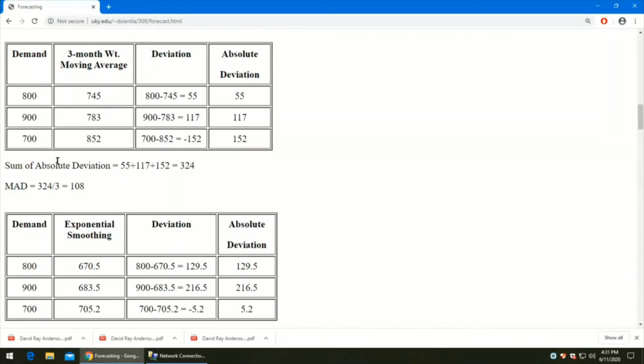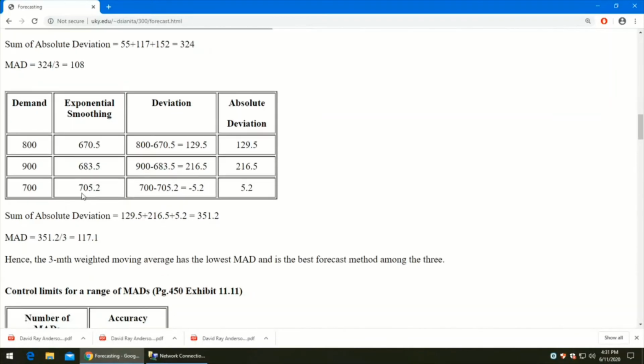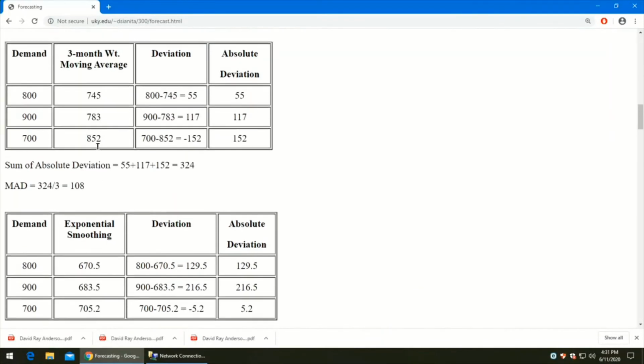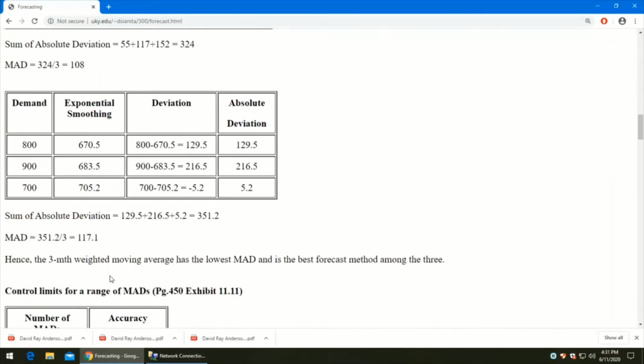So in this case, we have this as the lowest, and this is the best method to evaluate. They're saying in here that the 3-month weighted has the lowest MAD, and is the best forecast method among the three. So if someone asks you what is the best forecast method, that's how you determine it: by mean absolute deviations.